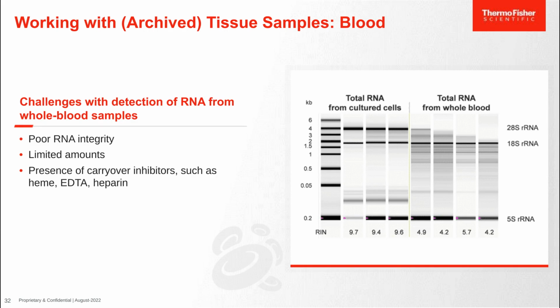In addition to the degradation, RNA yield may also be low depending on the amount of blood cells that are available in the sample for RNA extraction. Inhibitors are also a factor when working with whole blood, mainly due to the heme, anticoagulants, or heparin that may be present in the RNA. There are a lot of challenges to overcome when analyzing gene expression from whole blood RNA.